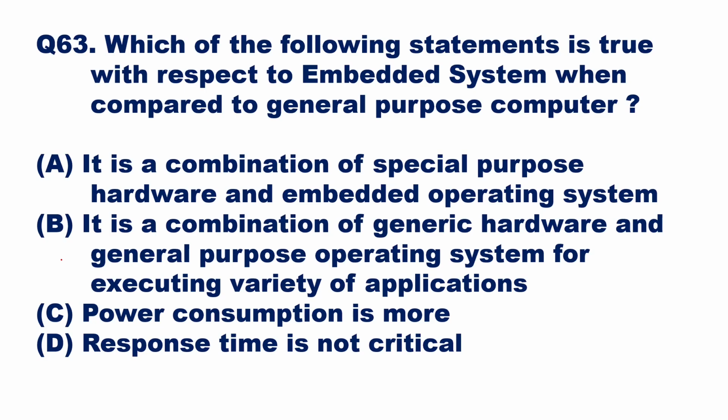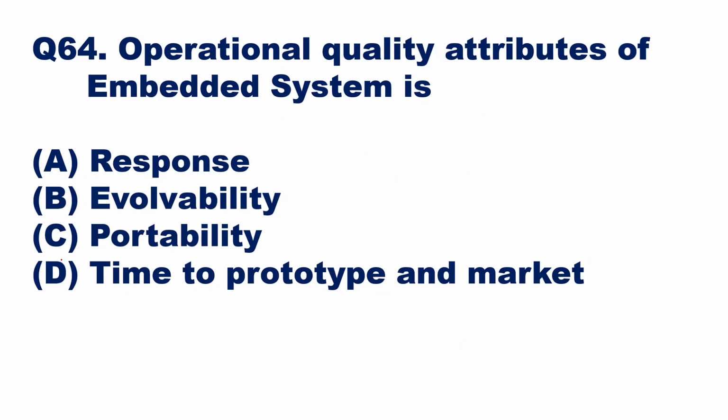It is a combination of special purpose hardware and embedded operating system, because option B is the definition for a general purpose computer. Therefore option A is the statement which is true for an embedded system. So an embedded system is a combination of special purpose hardware and embedded operating system. So option A is the right answer here. Then we'll go to the next question.